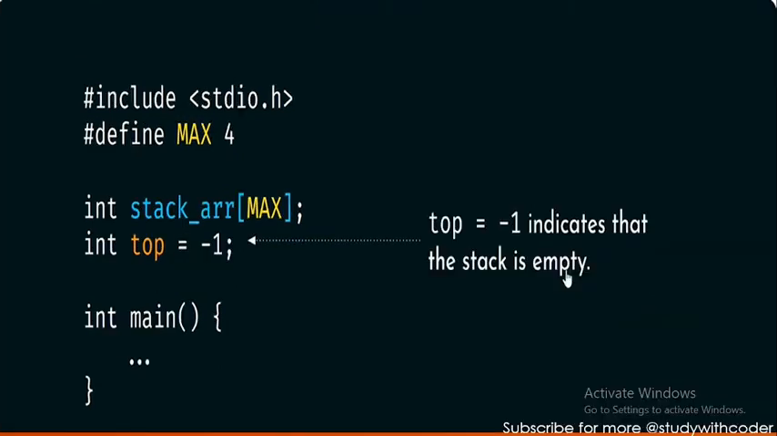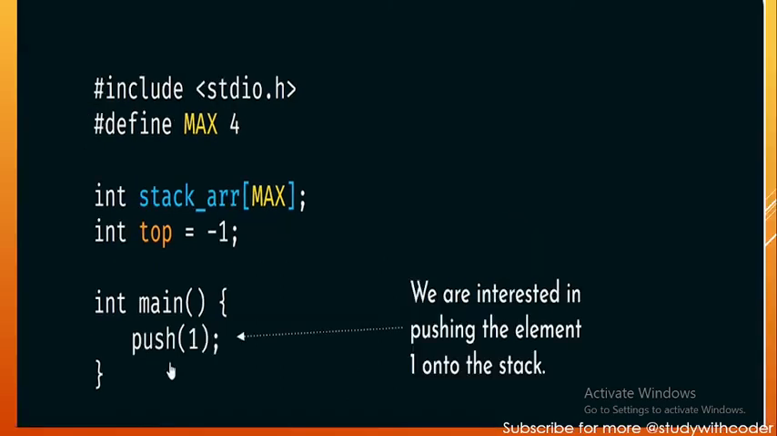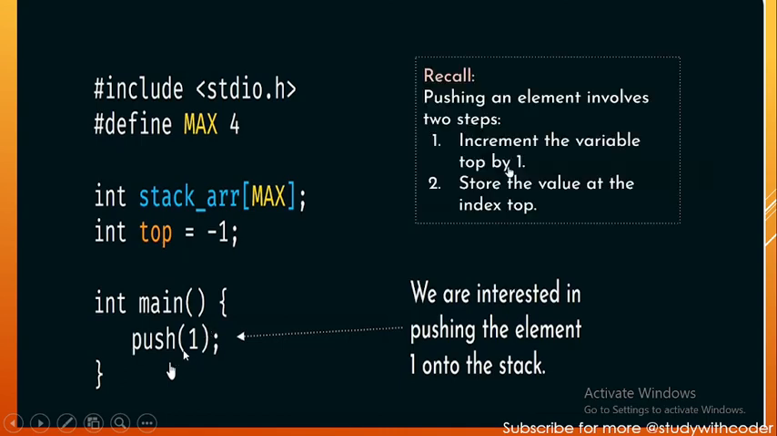Top is equal to -1 indicates that the stack is empty, and here in the int main function we are interested in pushing the element 1 onto the stack. So here we write push 1, and then pushing an element involves two steps. Increment the variable top by 1, and store the value at the index top, which is the push operation.